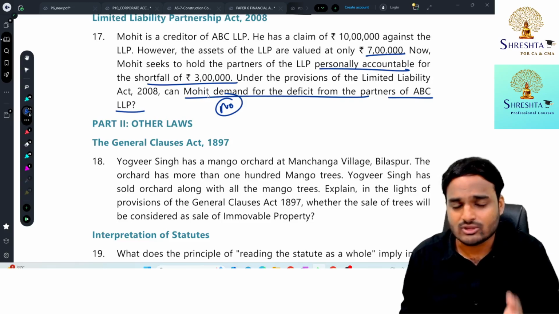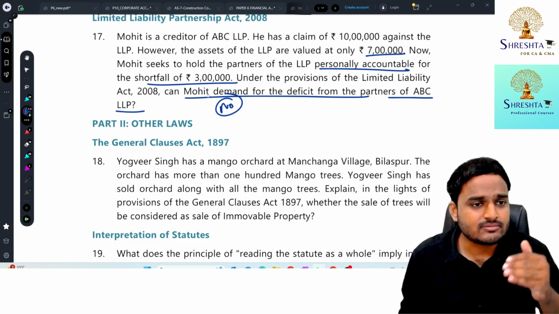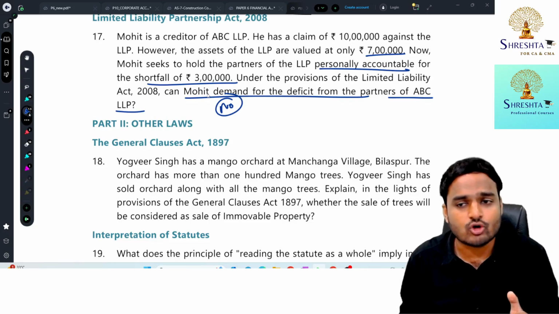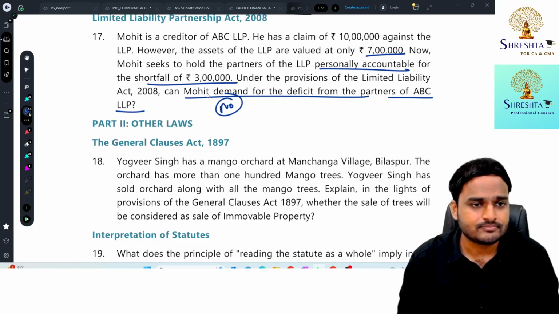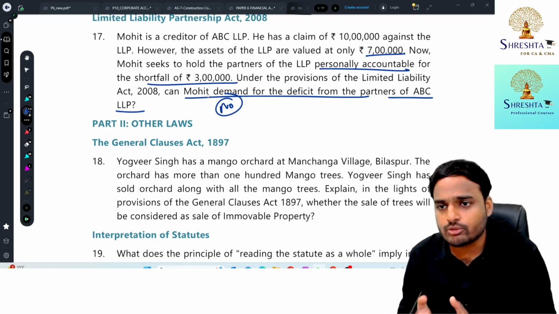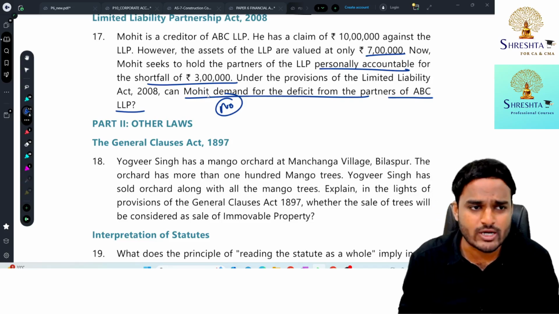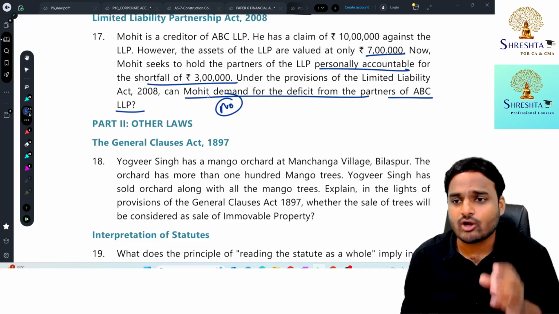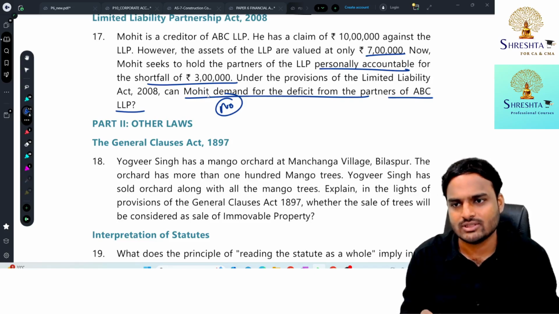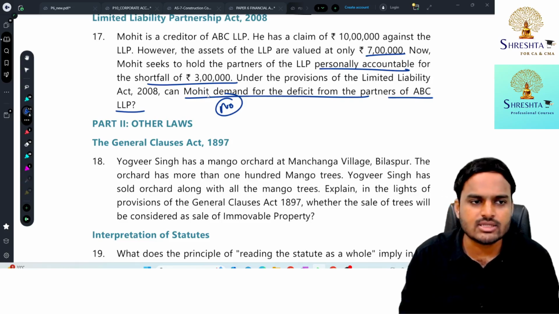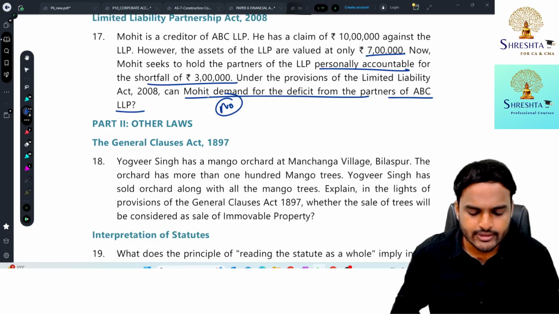That's it. So their liability becomes zero upon contributing whatever amounts they promised. Understood? Once they pay the contribution amount to the LLP, their liability comes to an end. Until and unless they pay the contribution amount, they are liable only for the contribution amount. Clear? Now, can Mohit demand the deficit from the partners? The answer is no. Next one.